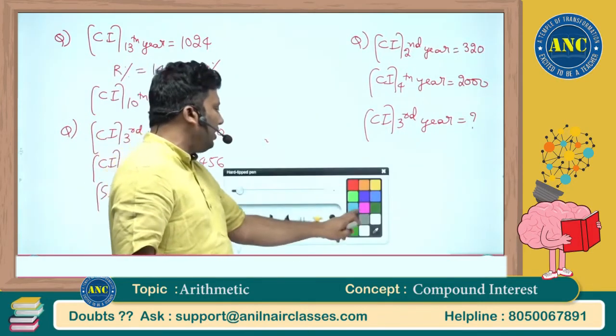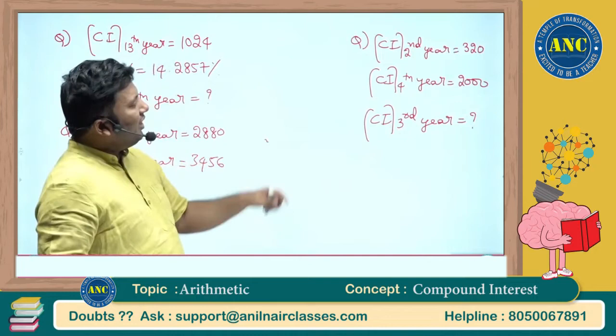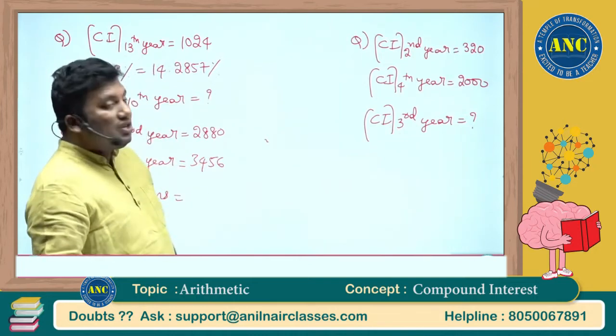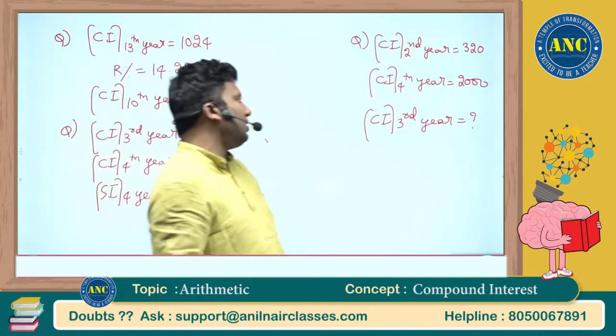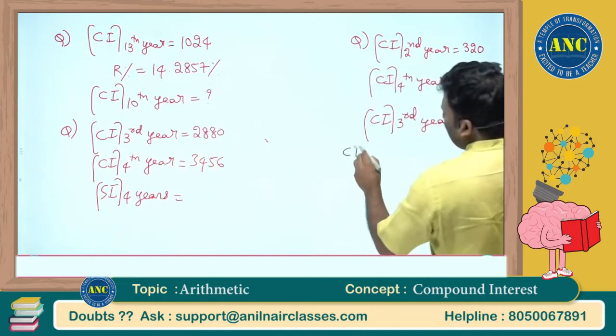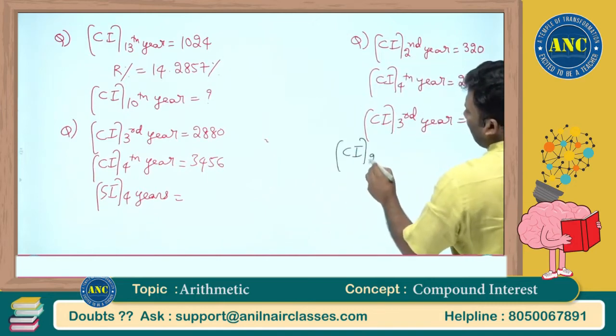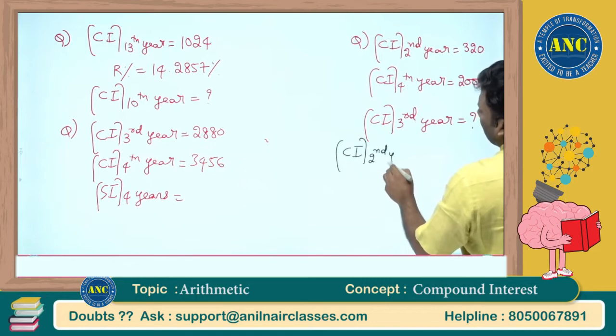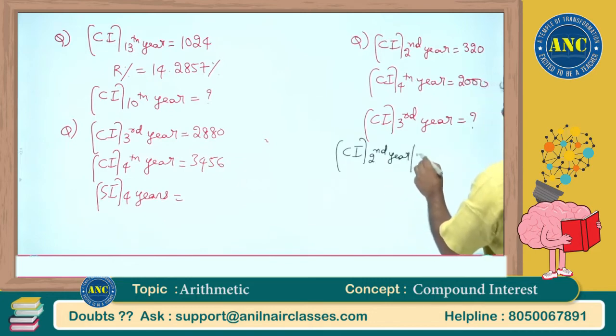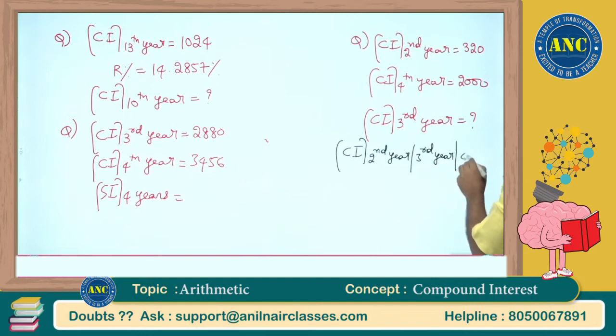Now first, CI for the 2nd year is 320 and CI for the 4th year is 2000. Already we discussed that CI for consecutive years are all in geometric progression. CI for the 2nd year, CI for the 3rd year, and CI for the 4th year are in which progression? They are in geometric progression.